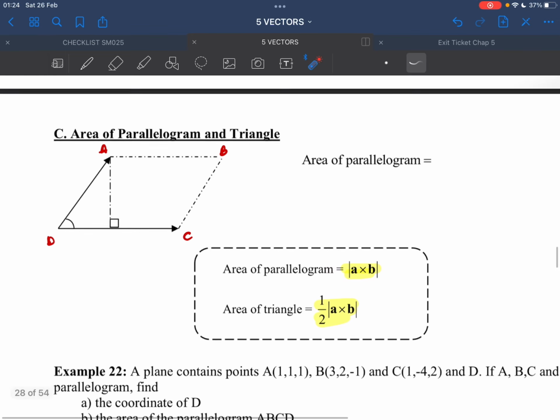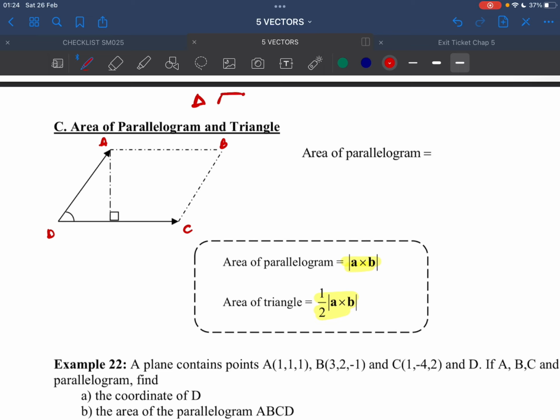Okay, so I'm going to show you how we get magnitude of A cross B to find the area of parallelogram. So you know that the area of parallelogram is the base times by the height, this height here. So let's label that into our diagram here. This is the vector of A in that direction, this is the vector of B in that direction, and this is our angle between the two vectors, and label this as H, the height of the parallelogram. So we know that the formula to find the area of parallelogram is B times by H.